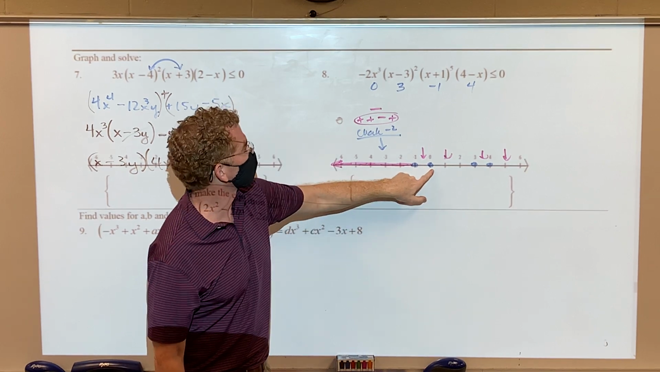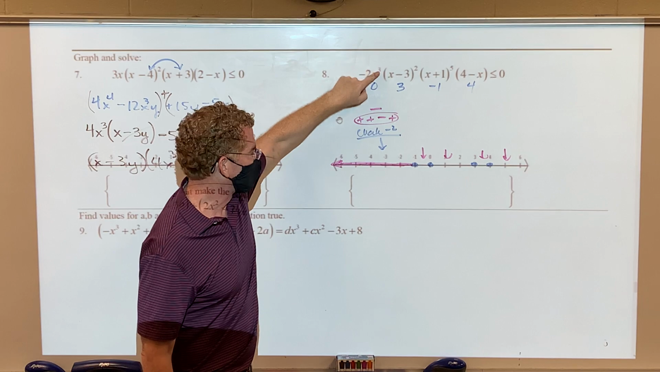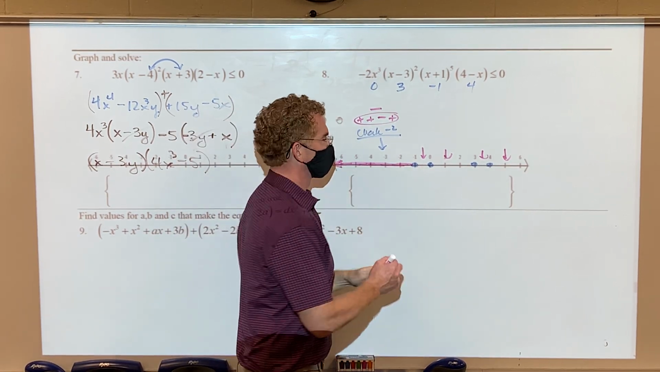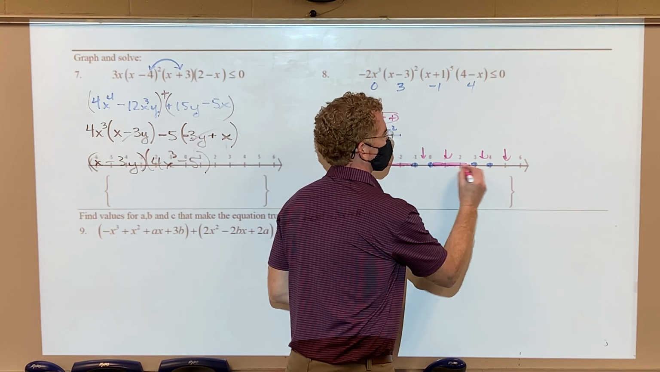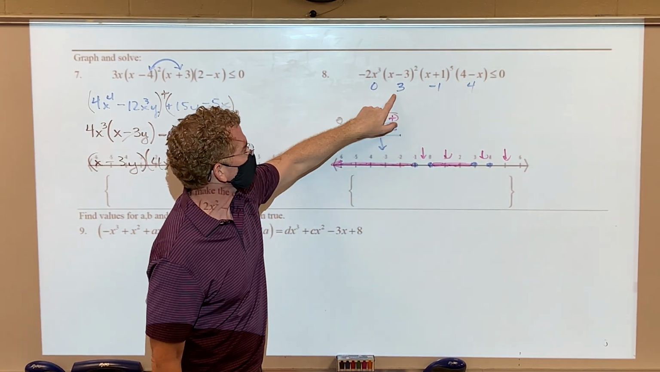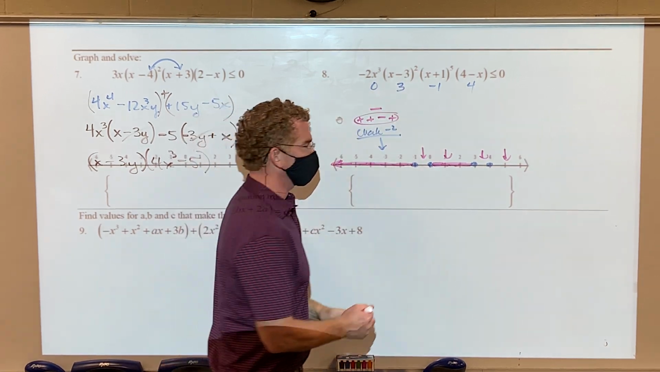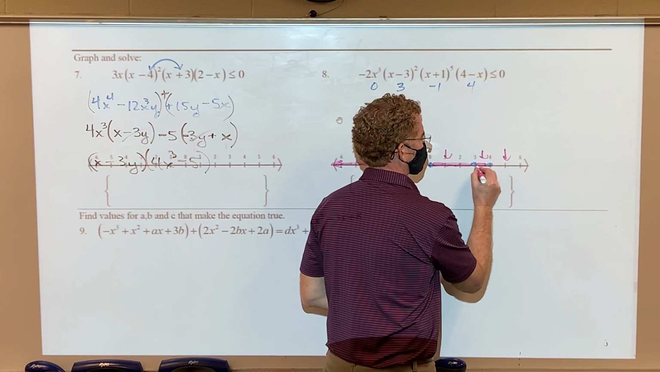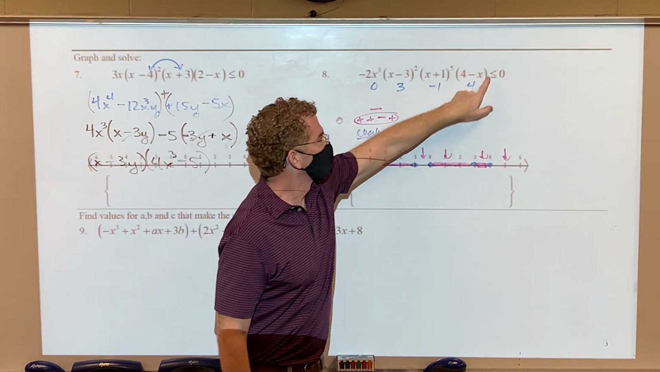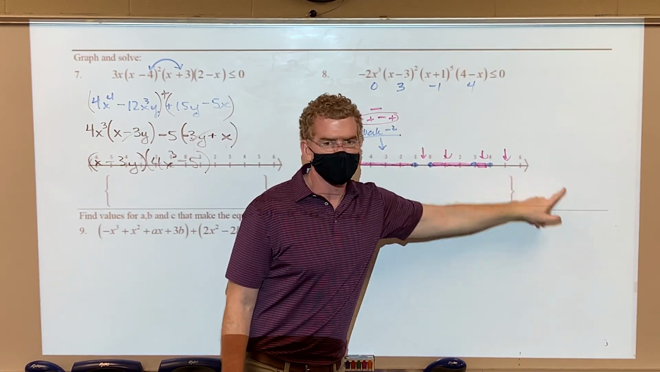Where did 0 come from? 0 came from an odd power group. So it should also alternate, right? So if it was not shaded here, shaded here. 3 came from a what? Even power group. So if it's shaded on the left side of 3, it's going to be shaded on the right side of 3. And 4 came from an odd power group. So if it's shaded on one side, it should be not shaded on the other.